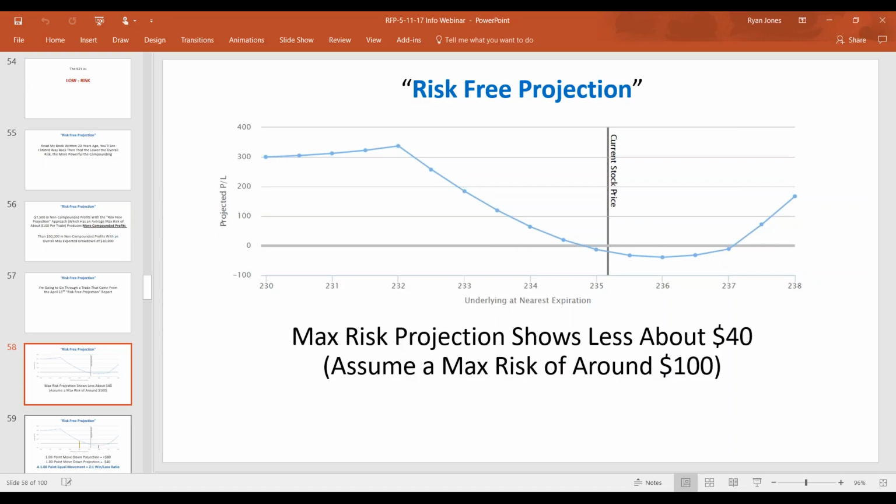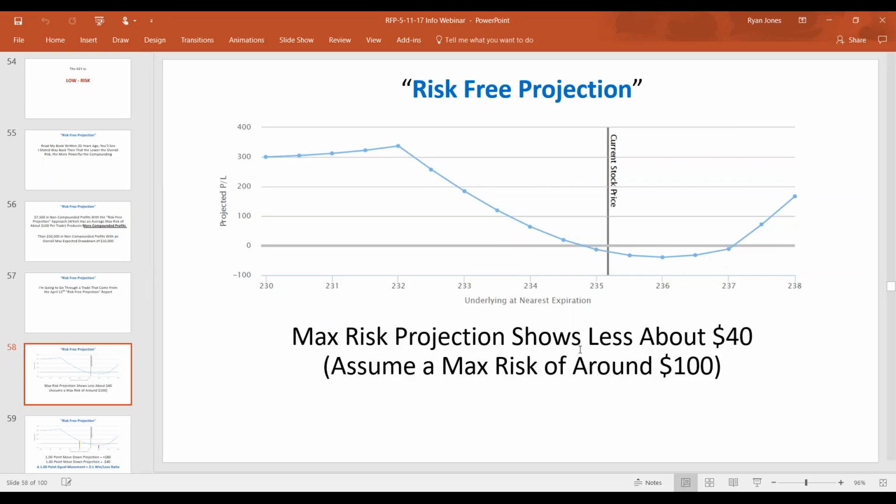But that's the one drawback with this program, is that you don't know absolutely for certain exactly what your risk is on the trade, but you have a good idea of the range, right? So you'll notice here that max risk projection here is about $40. I tell people assume about $100. And then that's only at one point, right?